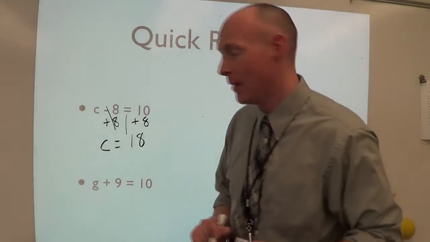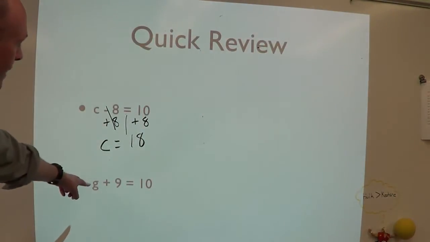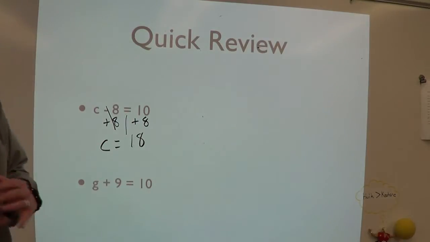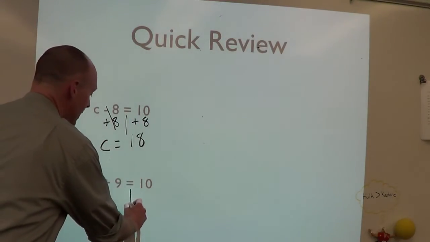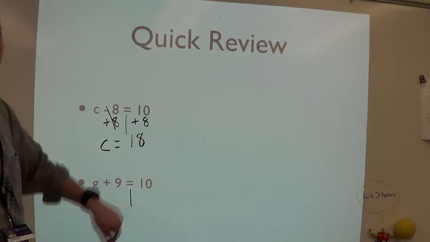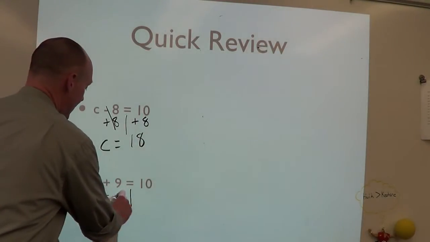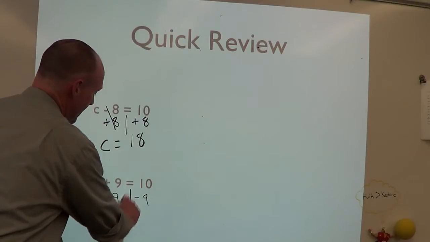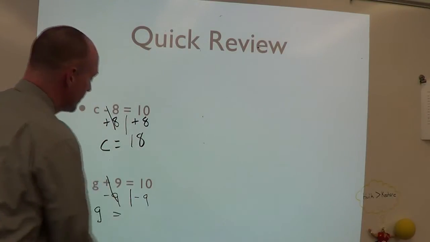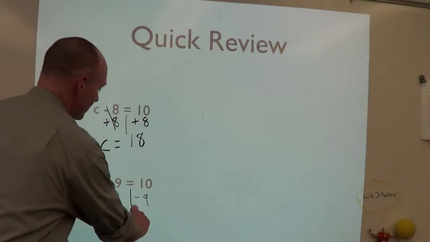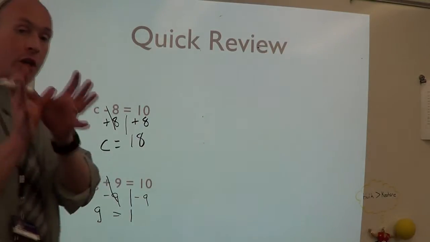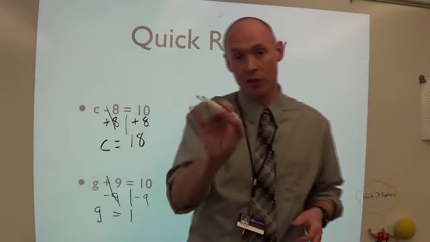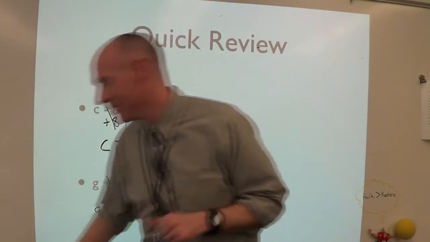Perfect. Let's try this one down here. This is G plus 9 equals 10. I start at the equal sign. It's plus 9, so I have to subtract 9 from both sides. We're left with G equals, because those cancel, 10 minus 9, which is 1. You're going to use those same skills, and we're going to use them on inequalities. Ready?